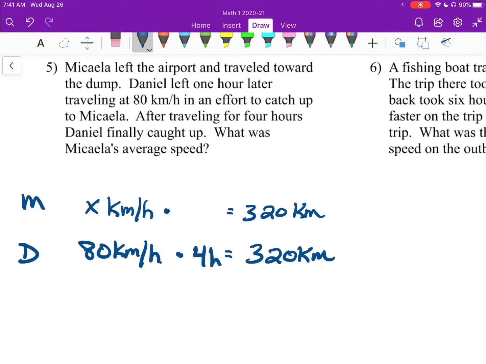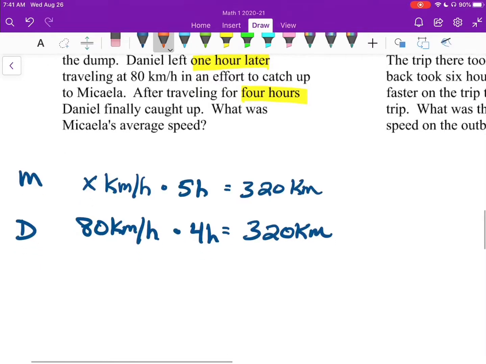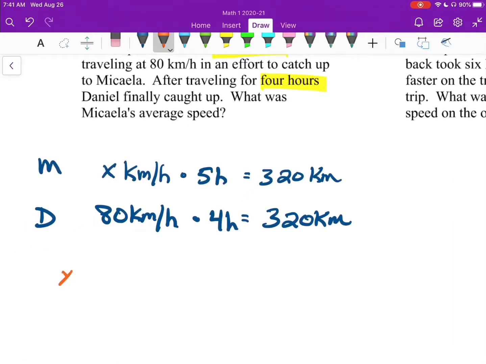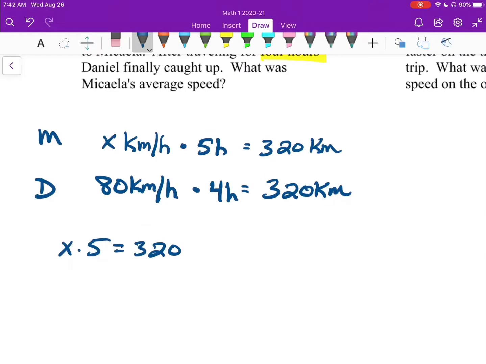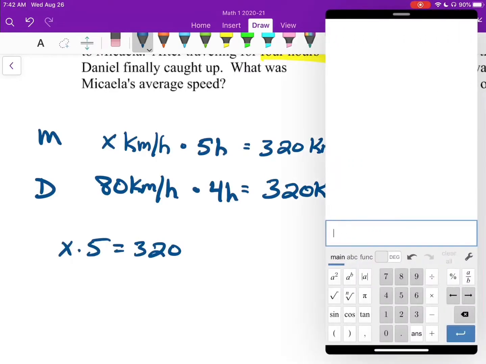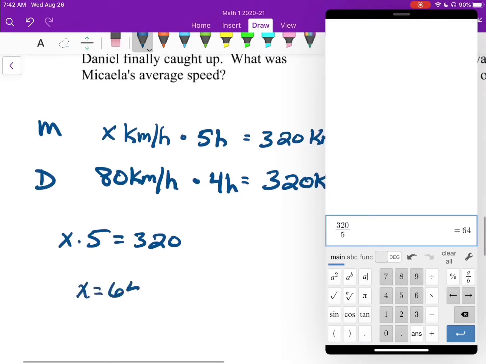So let's find out how long was Michaela moving for. So let's reread it. Daniel left 1 hour later, and after traveling for 4 hours. So Michaela was traveling a total of 5 hours, right? So I can pull this down and I have x times 5 equals 320. We can divide both sides by 5. I'm going to take 320 divided by 5, and I get 64. So x equals 64, and we're talking about kilometers per hour.